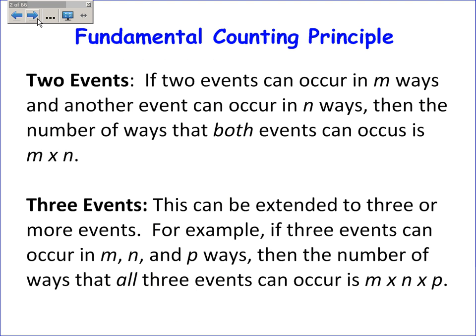Okay, the fundamental counting principle. If you have two events and one can occur in m ways and the other can occur in n ways, then the number of ways that they both can happen is m times n. We'll see a couple examples in a second. If you have 3 events or more, for example, the first event can happen in m ways, the second can happen in n ways, and the third can happen in p ways, then the number of ways that all 3 can happen is m times n times p. And I think you can see how this can be expanded to 4, 5, or even more events.